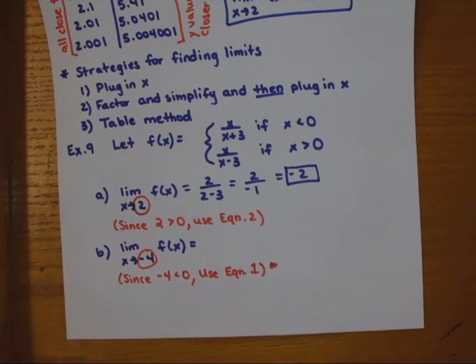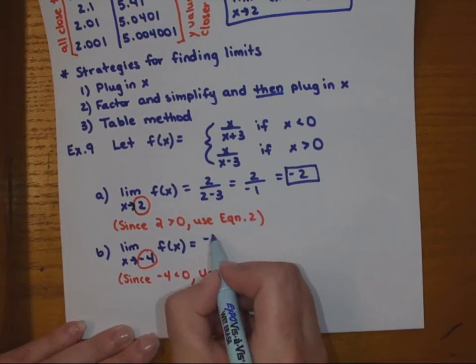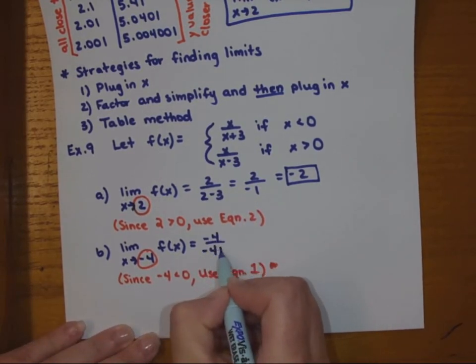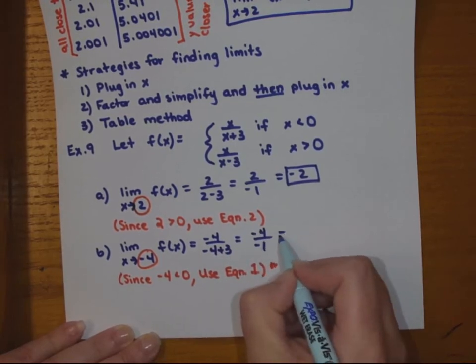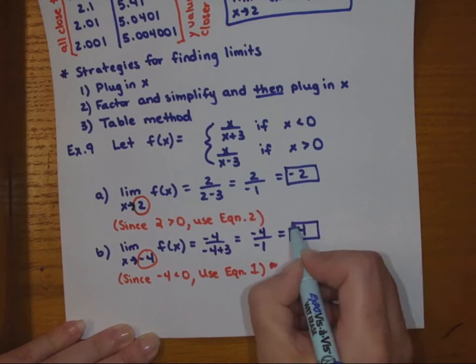That's just a mistake there. So if we plug in negative 4 over negative 4 plus 3, we'll get negative 4 on top, negative 1 on bottom, and so the reduced answer is just 4.